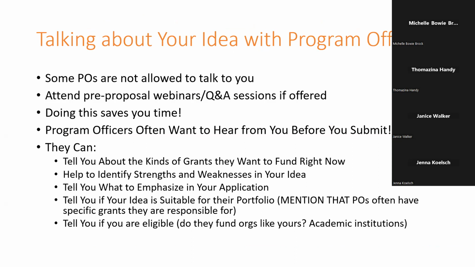And so I want to talk a little bit now just about how you actually talk about your idea with a program officer. And I'll start by mentioning that there are grant mechanisms where program officers are not allowed to talk to you, depending on what kind of agency it is, especially sometimes federal agencies may not be able to talk to you, but often many program officers are allowed to talk to applicants. And so you want to talk to program officers in some way before you actually submit a proposal. You don't want to just submit your proposal blindly.